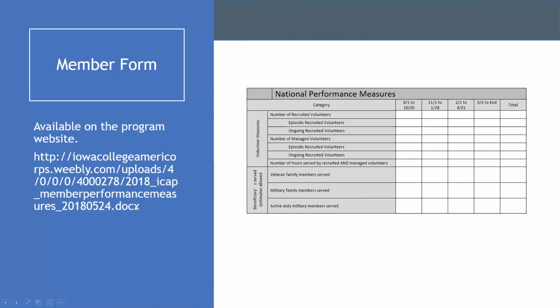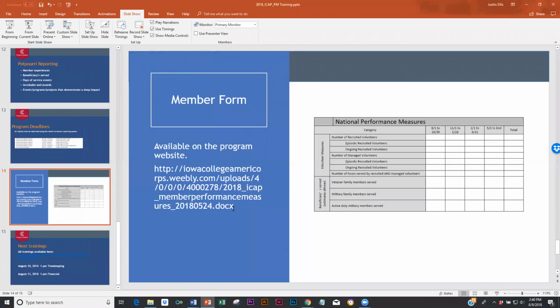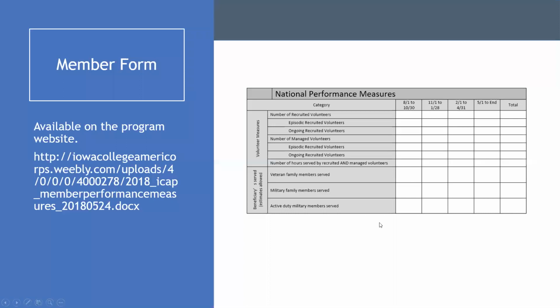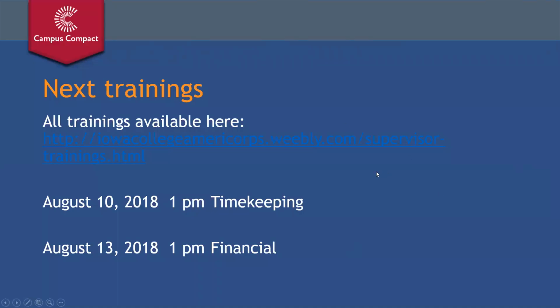I'm going to copy and paste this link right into the chat box, but you can find that on the program website. It's right on the first page, and you can take that and start tracking and have your members track that information for you, if that's of use to you.